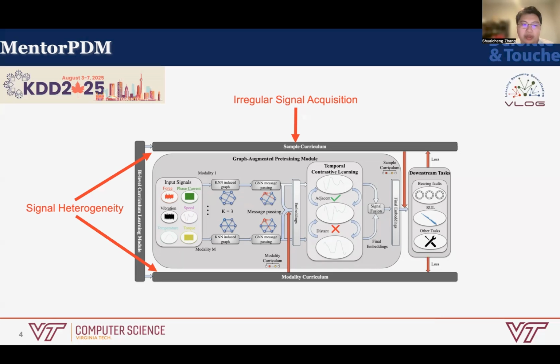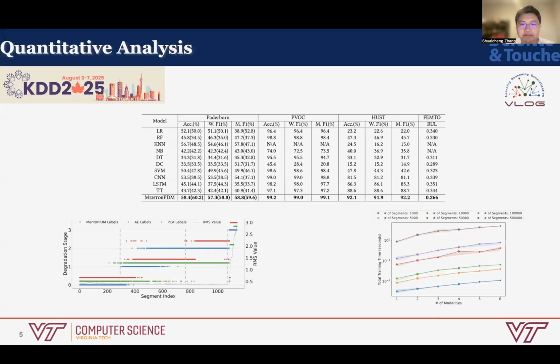Further, we employ a bi-level curriculum learning module, which helps us understand the complexity of the data. We sort the sample complexity and the modality complexity. By combining those factors, we're able to learn the proper representation for these signals.